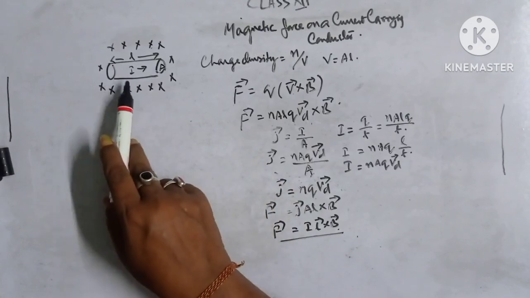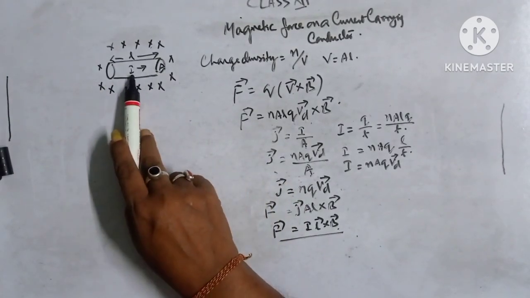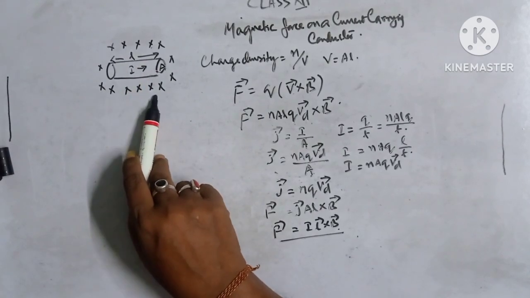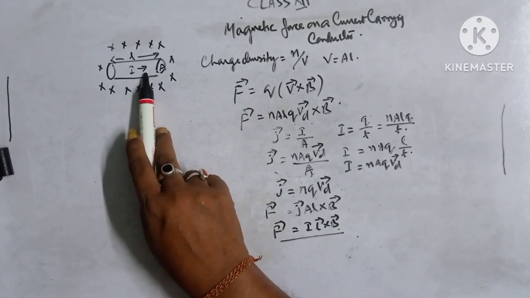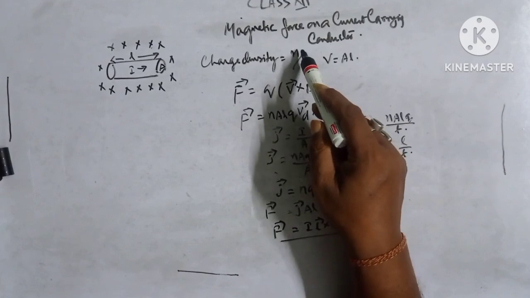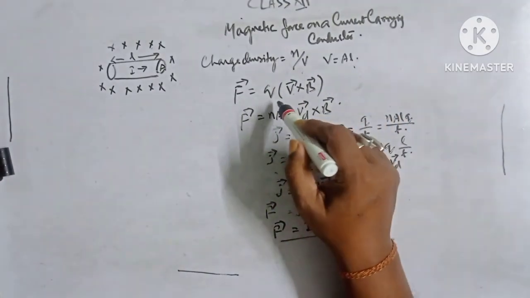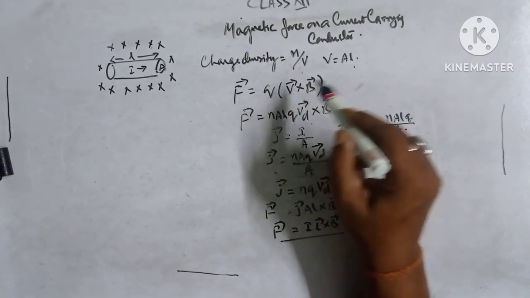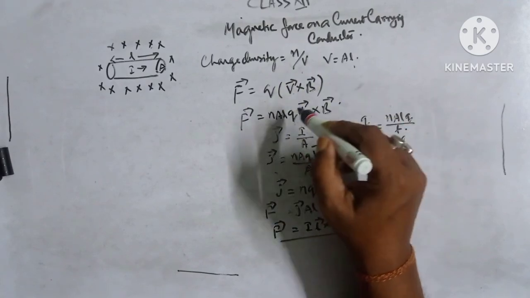Here is a conductor whose length is L and cross sectional area is A. Now current I is flowing through it and it is placed in a magnetic field. What will be the force exerted by this magnetic field on this current carrying conductor? Here we have taken n as the charge density, number of charges per unit volume, and V is equal to AL. This is your force Q V cross B. V is the velocity of the charge. Now Q will be the total charge, that is nALq.